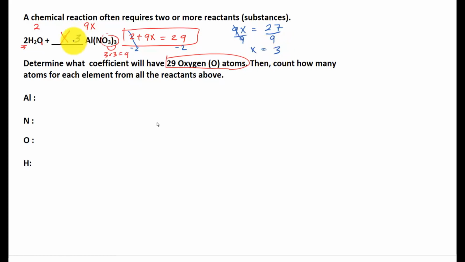And let's prove it. For example, in this case, let's go down all the way to oxygen. Over here, I have 2 times 1. That gives us 2 oxygen, okay? So we have 2 already. And over here, we have 3 times 9. That's 27. So right here, 3 times 9 is 27. What's 2 plus 27? That gives us 29.